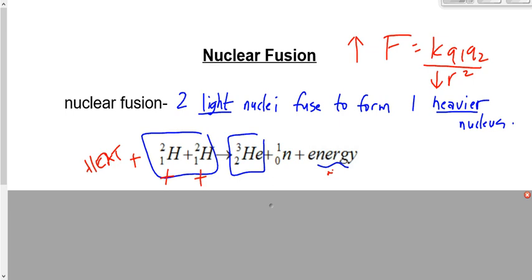Now, which one of these two do you think generates more energy? Fission or fusion? Fission? Okay. I'd say the fission bomb. Two fission bombs were exploded in 1945, right?